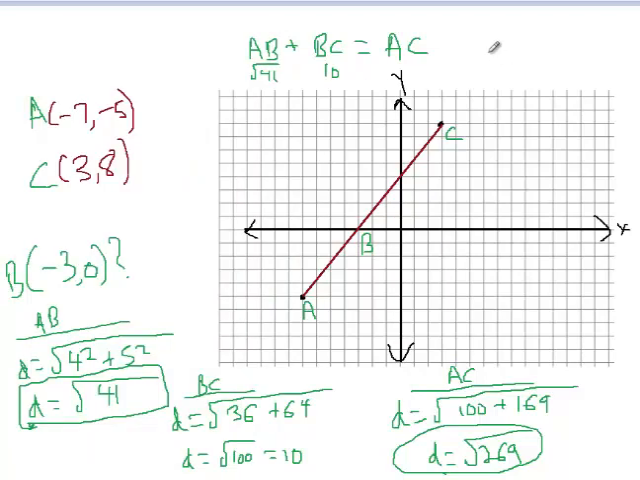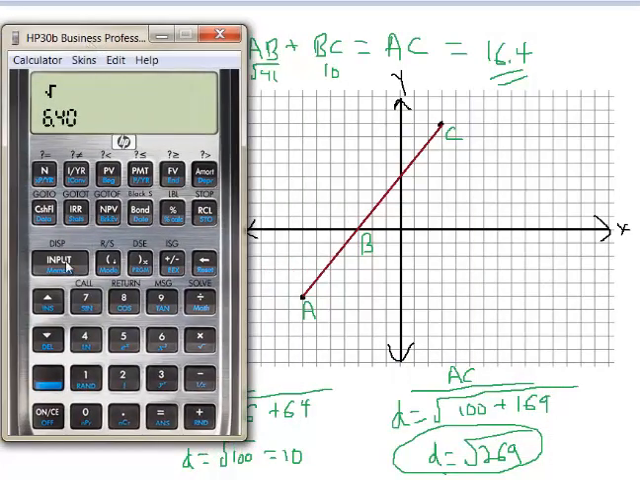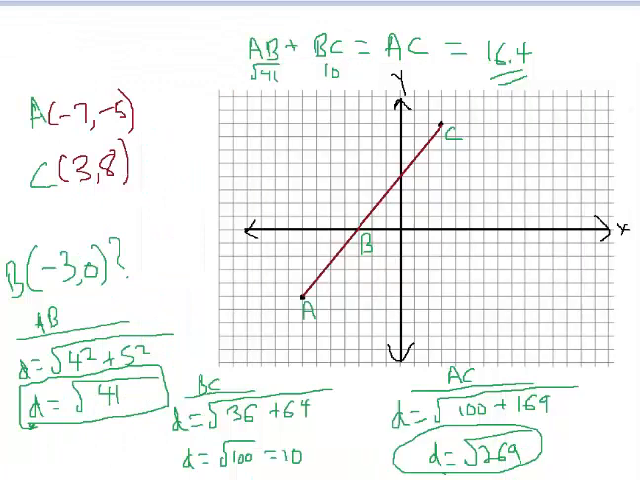We're going to round it off to 6.4. And so 6.4 plus 10 is approximately 16.4. What is the square root of 269? Let's see if that's also 16.4. The square root of 269 is 16.4. There we go. Okay, so at least when you're rounding it off, they both have the same distance. The distance from here to here plus here to here is 16.4, and the distance from here to here is 16.4, which means B is properly on the line.